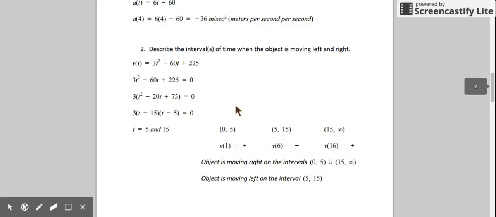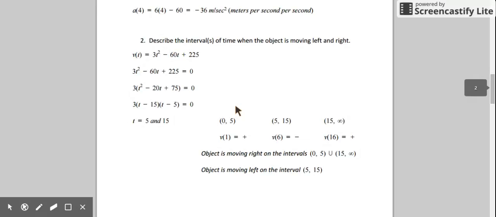Let's describe when our object was moving left or moving right. To do that, we're looking for the sign of our velocity function. If our velocity function value is negative, we were moving to the left. If our velocity function value was positive, we must be moving to the right. So in order to do that, we're going to find zeros of our velocity function. We're going to find where our object was at rest, and then set up some intervals around that to figure out whether it was moving to the left or right before and after it came to rest.